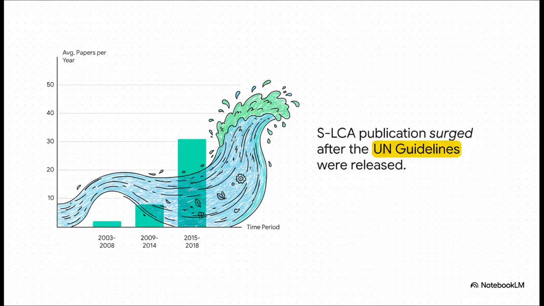And this chart just shows that surge perfectly. Before those UN guidelines, we were seeing maybe 2 papers a year? Then it jumped to 8. But after 2015, it skyrocketed to an average of over 30 papers every single year. The field literally went from a quiet little stream to a roaring river of research.